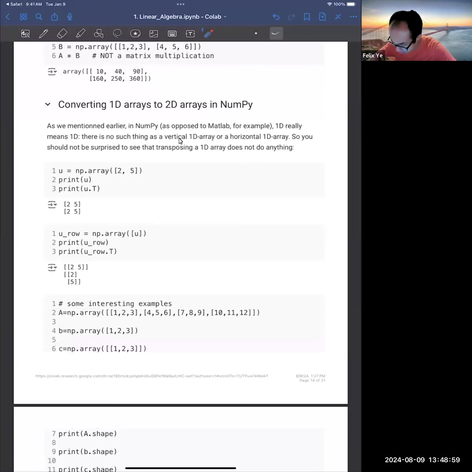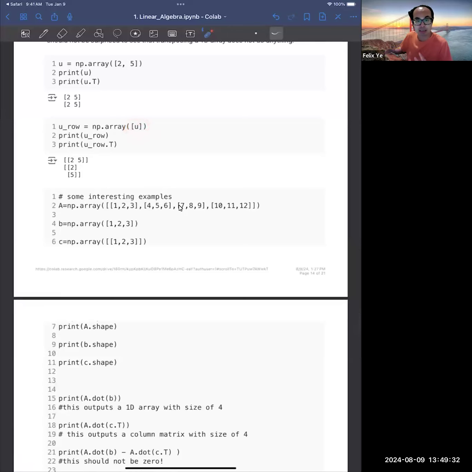As I mentioned, a 1D vector is actually 1D, right? There's no such thing as a vertical 1D or horizontal 1D, or row 1D or column 1D. You should not be surprised if you try to transpose. This is the notation of transpose. If you transpose a vector, it gives you the same thing, because there's no row or column. Just u dot transpose itself. However, if you put a bracket, that automatically becomes a row vector, 2, 5, right? So this is a 1 by 2 matrix. Then you can take the transpose, and this becomes 2, 5 as a column. So the top one will be row, the bottom one will be column.